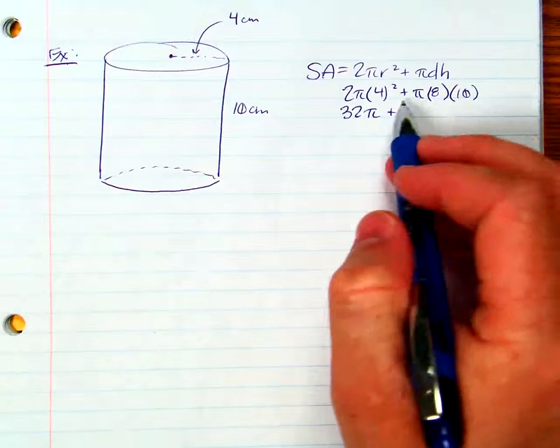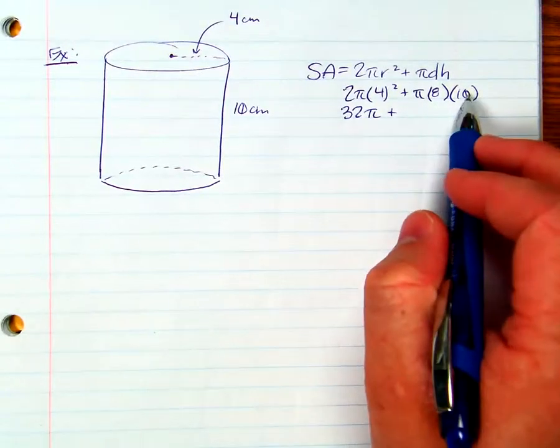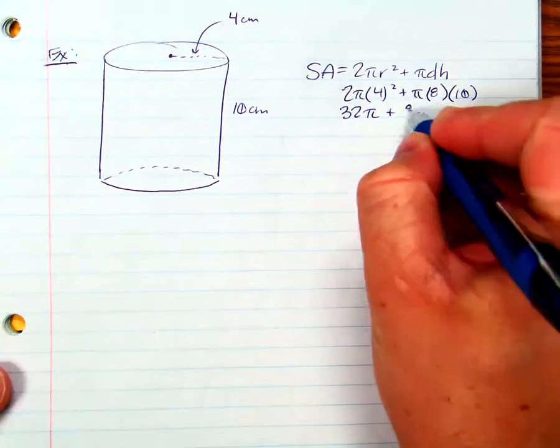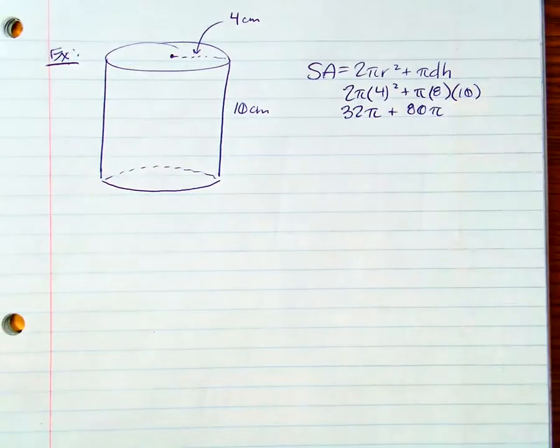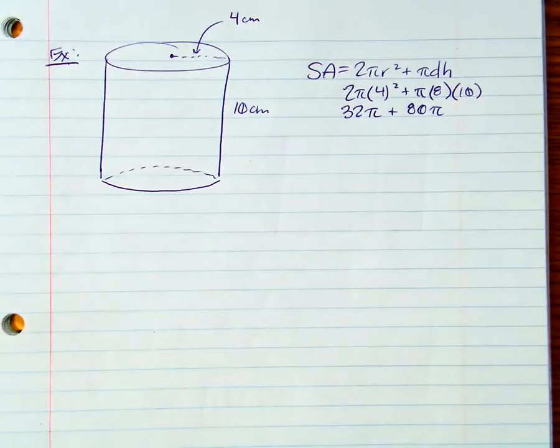On the other side of the plus sign, I have 8 times 10, which is what? 80. So I have 80 times pi. Now here's something that a lot of people in middle school do not realize you are allowed to do with numbers like pi. Pi is represented with a symbol, right? Just like a variable is.